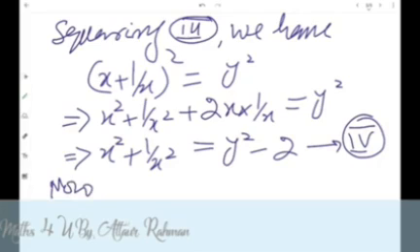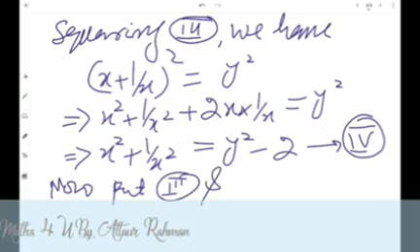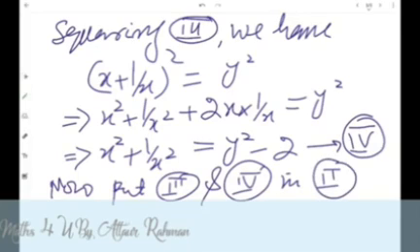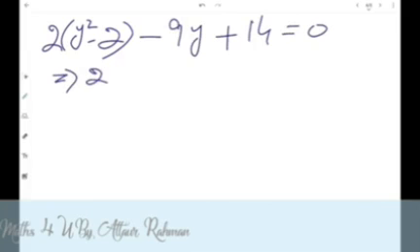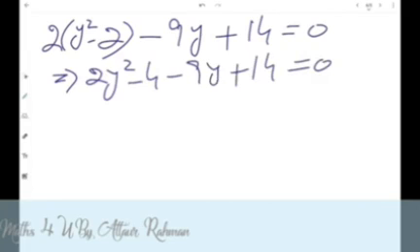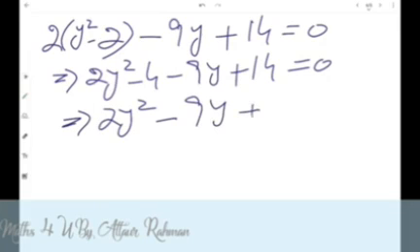Now what to do next? We will replace equation 3 and equation 4 in equation number 2 to get the given equation in the standard form. That is, we will replace x square plus 1 upon x square by y square minus 2 and x plus 1 upon x by y. After some algebraic manipulation, the above equation will take the shape of the standard form of quadratic equation, that is 2y square minus 9y plus 10 is equal to 0.